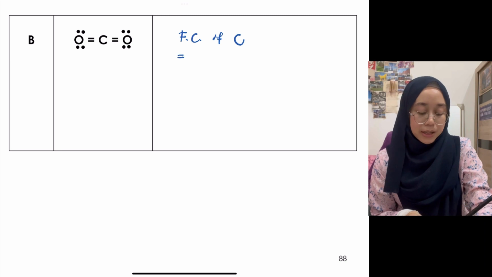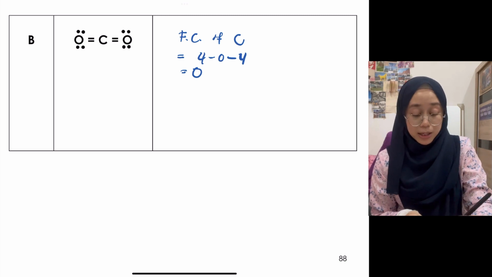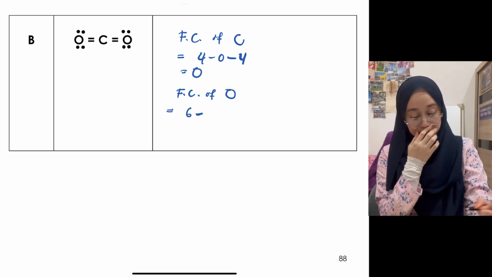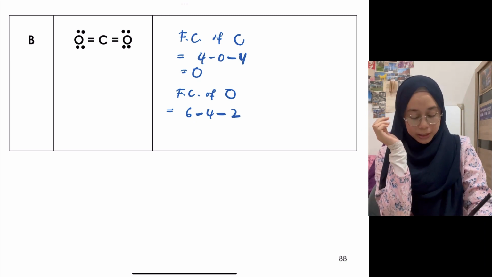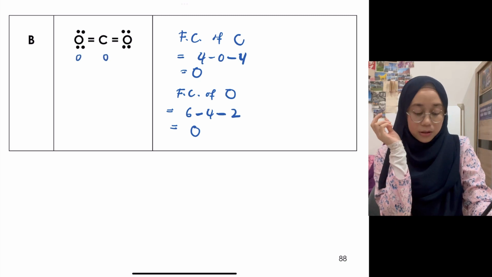Formal charge of carbon adalah 4 minus 0 minus 4 equals to 0. Kenapa 4 minus 4? Sebab ada 4 bond keliling dia kan. And the formal charge of oxygen pula adalah 6 minus 4 sebab dia ada 4 dots, and then minus 2 sebab ada 2 bond kat situ, so dapat 0. So ini adalah 0, 0, 0 class.